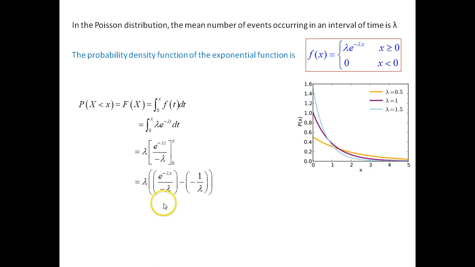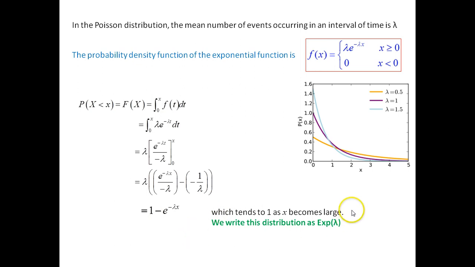So x is a point somewhere along the x-axis, and I've got 0 in, so e to the 0 would be 1. So I've got a minus here, and the lambda cancels with both of them. So this becomes a 1, and that becomes a minus e to the minus lambda x. So my probability up to a point x is 1 minus e to the minus lambda x. And as x becomes large, this is 1 over a very large number, which becomes 0. So this total probability tends to 1.